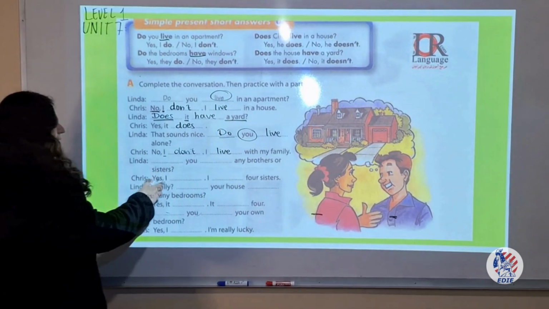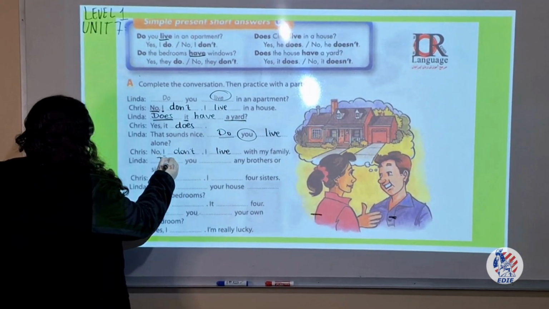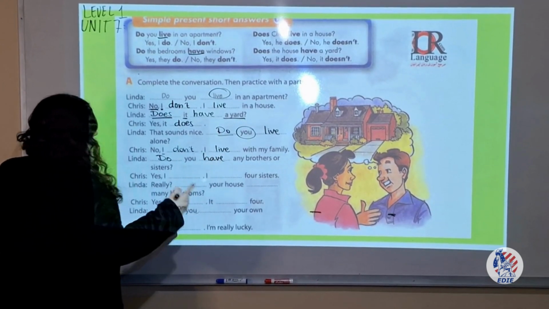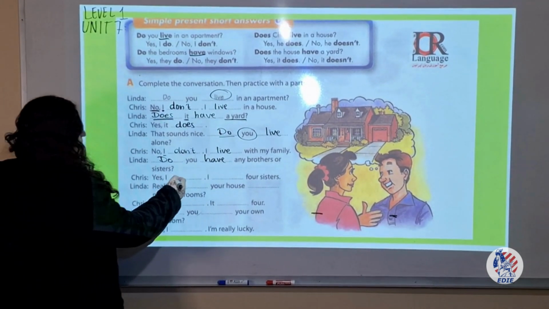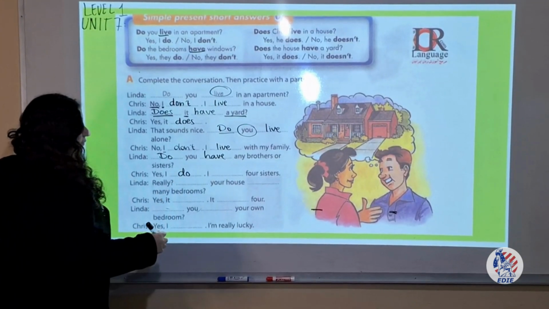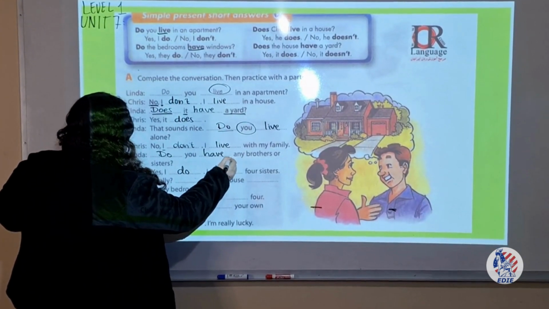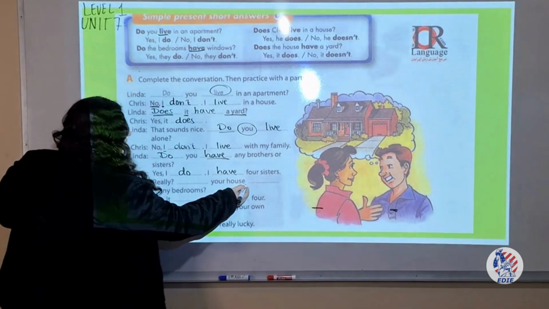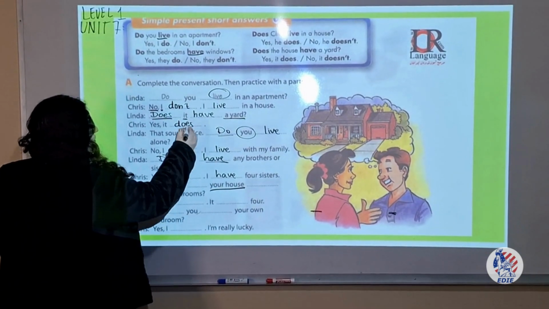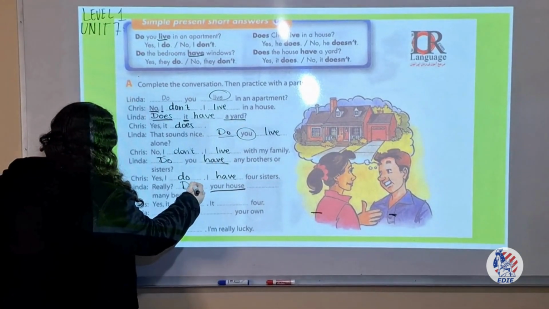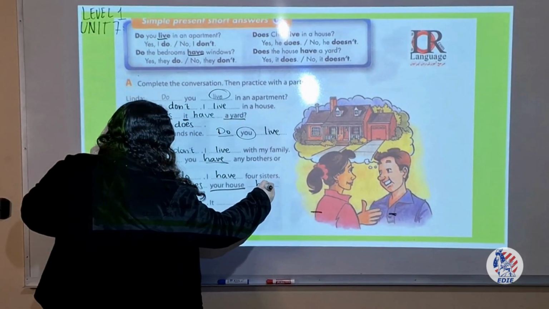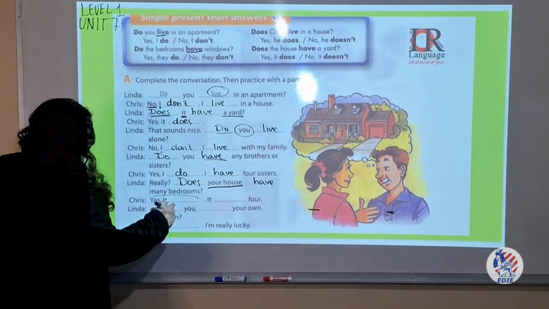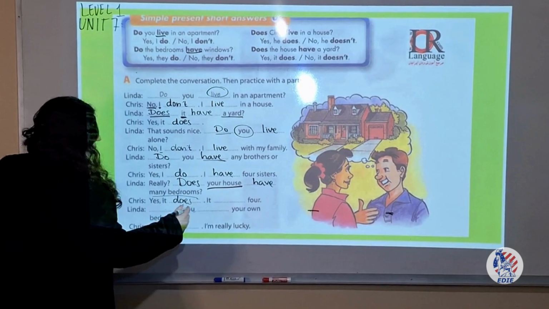Then Linda asks, blank you, and remember if we have you, we're going to stick with do. Do you have any brothers or sisters? And Chris answers, yes, I do. We're going to answer with have, since that was the question. I have 4 sisters. Really? Then we're asking about the house, and remember that the house is an object. So, does your house have many bedrooms? The bedrooms are features as well. And Chris answers, yes, it does. It has 4.